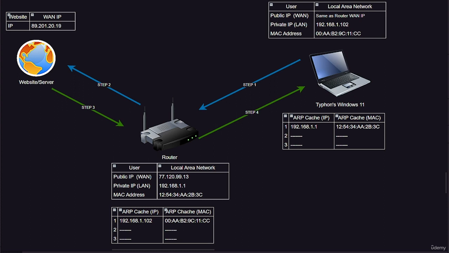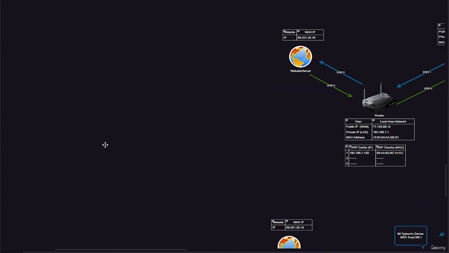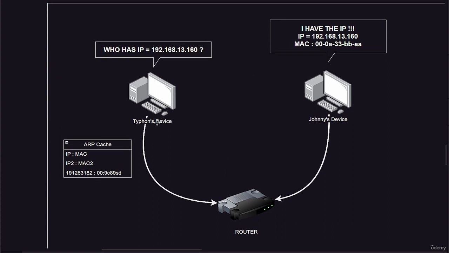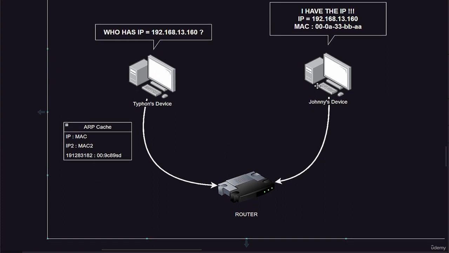So suppose that two devices are present in a network with no external internet connectivity. Here, actually, we have a diagram of this. So suppose we have two devices here, which are Typhoon's device and Johnny's device, with no external internet connectivity. For them to communicate with each other, they need to rely on an underlying protocol, which is known as the layer 2 protocol. We already briefly learned about ARP tables.